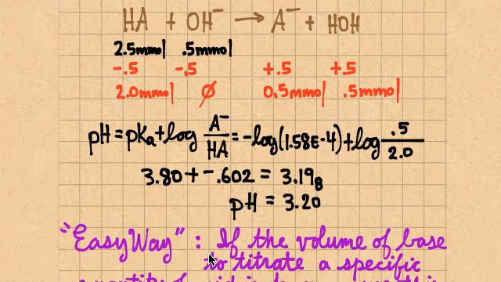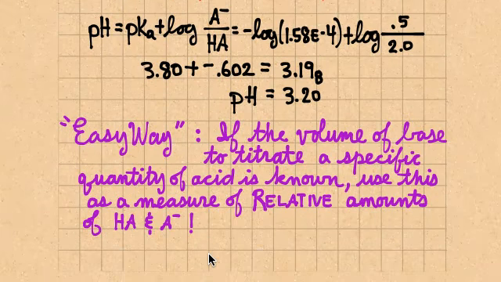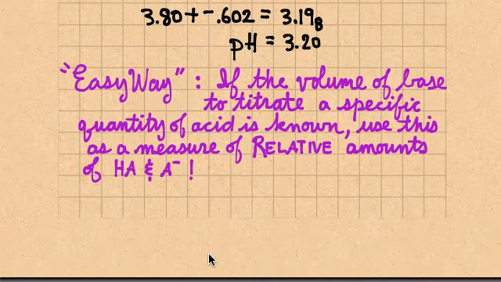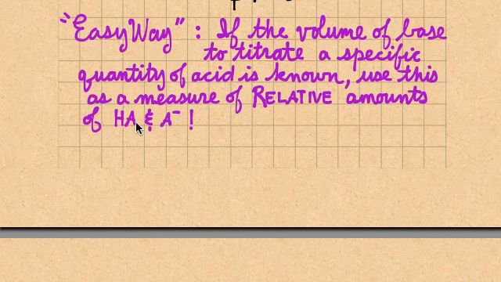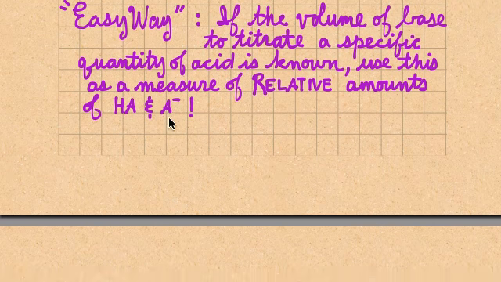But you know what? There's an easier way. It seems like it wouldn't work, it shouldn't work, but it really does. The easier way is to compare the volumes of all things. If the volume of the base to titrate to a specific quantity of acid is known, this known amount of volume of base is a relative measure of how much old acid I have compared to the conjugate base.